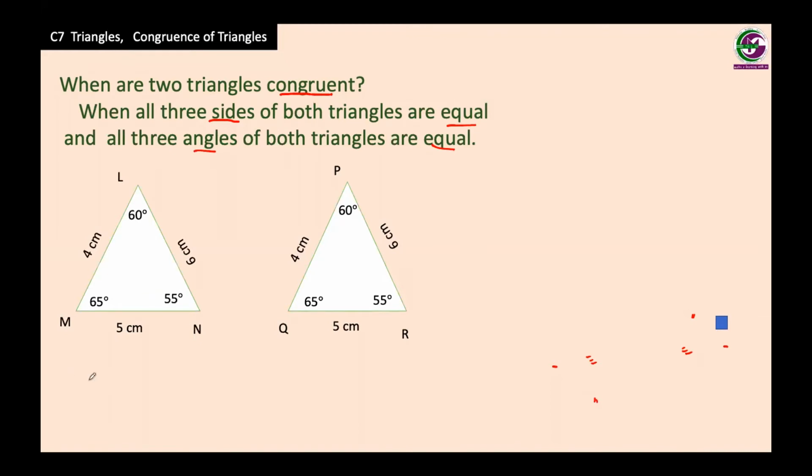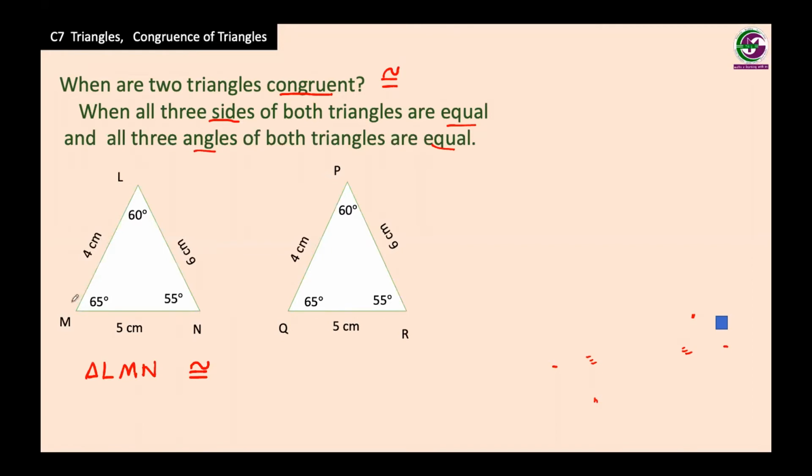Now the next question is, how can you say mathematically these two triangles are congruent? First triangle, you can write it in any way. If you want to write M and L, it's okay. If you want to write L and M, it's okay. So first, let me write L, M, N, congruent to. How do we write the symbol of congruence? First, we write an equal sign and then a wave at the top. So this is the symbol of congruence, an equal sign and a wave.